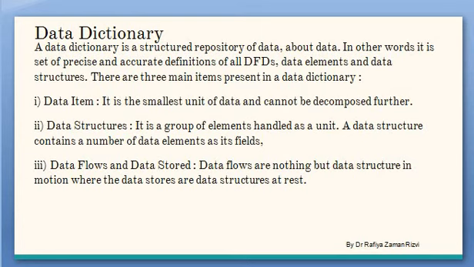Okay, the second topic is the data dictionary. A data dictionary is a structured repository of data about data. Okay, so a data dictionary is an instruction manual. I'll just give you an overview and then we'll continue tomorrow. So a data dictionary is actually a sort of user manual for the data that is stored in the system. Okay, so it is just like a dictionary.